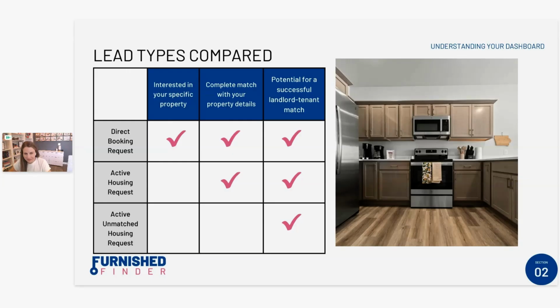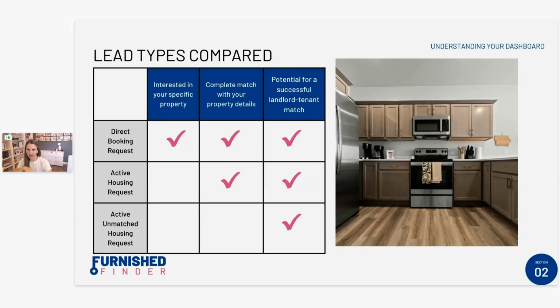Okay, this is one of my favorite slides because it takes these types of leads and really simplifies it. So again, you'll get this recording, but I like this as a screenshot. A direct booking request is the only type that is interested in your specific property. They are a complete match and they have potential for a landlord match.